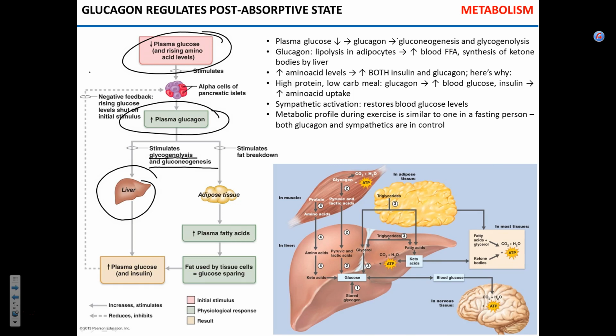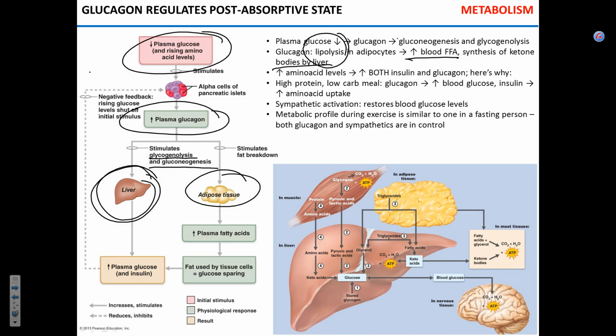And gluconeogenesis is making glucose from scratch. Glycogenolysis and gluconeogenesis mainly happen in the liver. Does that make sense? Now, in adipose tissue, glucagon will stimulate lipolysis, breakdown of what? Fat. Yep. Which increases free fatty acids and ketone bodies. Does that make sense to you?